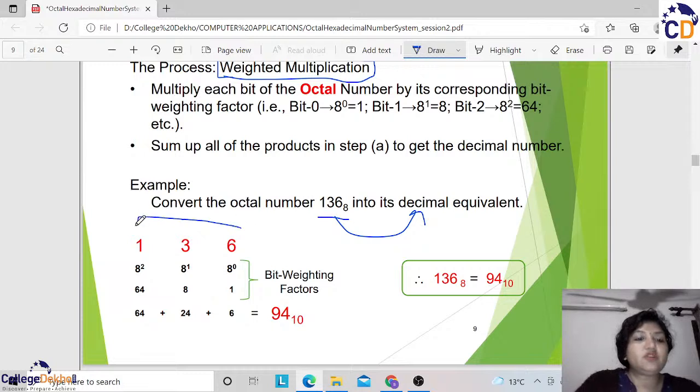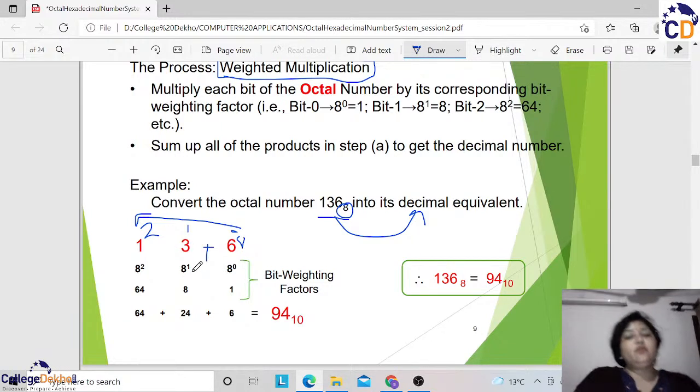Again, position it from right to left. This has the position 0, this has the position 1, this has the position 2. And what is the base? The base you would be using is 8. So 8 to the power 0 into 6, plus 8 to the power 1 into 3, plus 8 to the power 2 into 1, and add all these things.